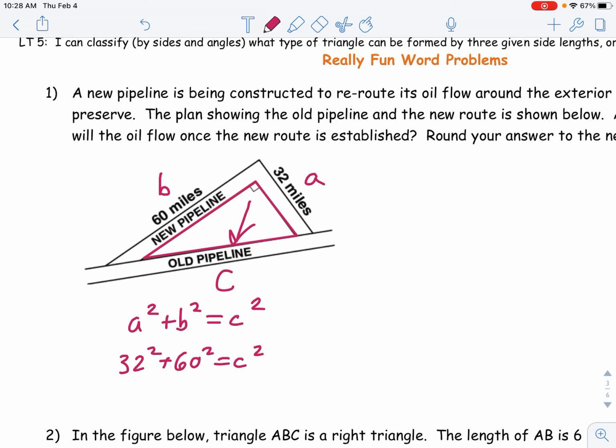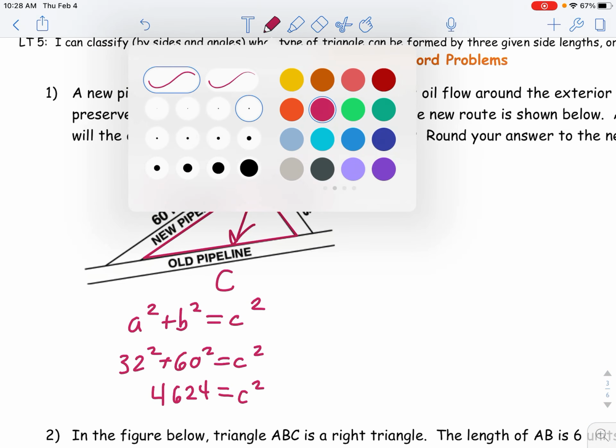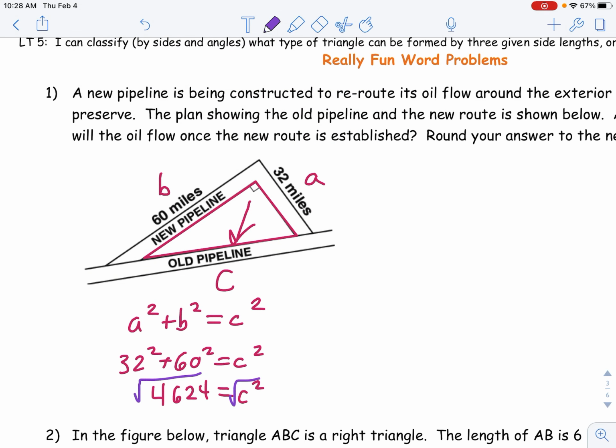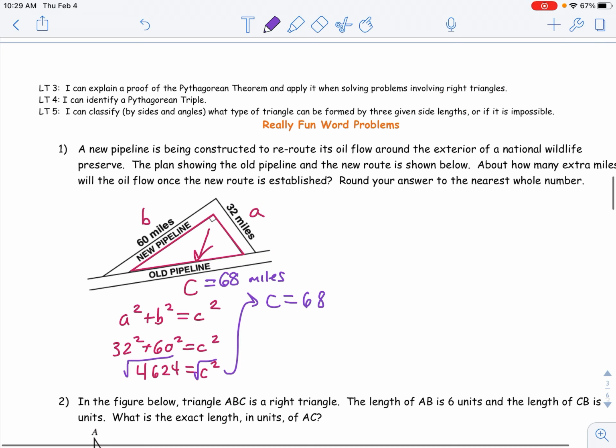I'm going to do all this in my calculator. 32 squared plus 60 squared. So I'm going to get 4,624 equals C squared. And I'm going to take the square root of both sides. I hope I get a nice whole number. Let's see. The square root of 4,624 is 68. Wow, that was nice. So C equaled 68 miles. Round your answer to the nearest whole number. That's something we don't even have to worry about because all we're dealing with is whole numbers.